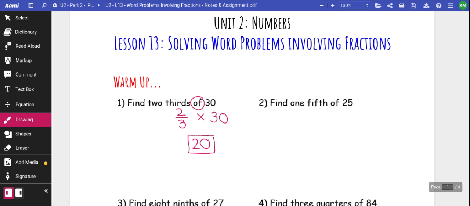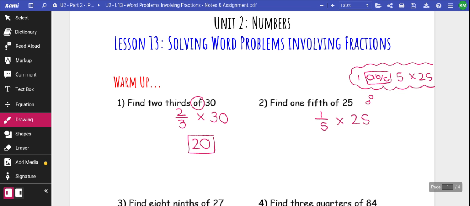Okay, I need a mathematical statement and then an answer. 1/5 of 25. How can I write that out, River? 1/5 times 25. And again, you were going to type in, and if you weren't here, it's 1, and then it's the ABC button for most of you, your fraction button, 5, times 25. And when you do that, what are we getting? 5.